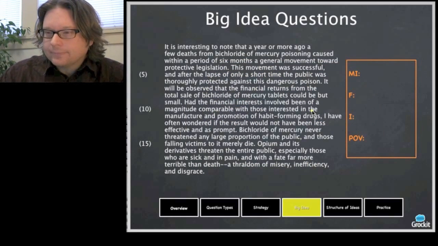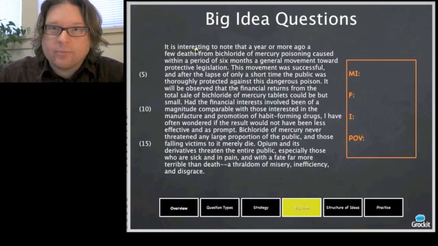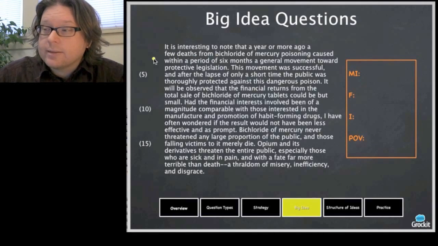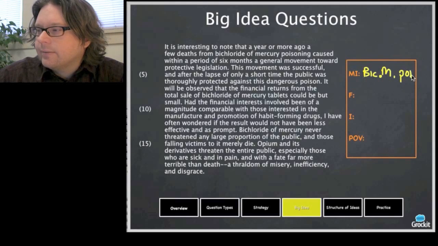All right. So here's another real one. And we'll actually get a big idea question at the end of this. I'm just warning you in advance. So it is interesting to note that a year or more ago, a few deaths from bichloride of mercury poisoning caused, within a period of 6 months, a general movement toward protective legislation. So I would say the main idea is bichloride of mercury poisoning. And in general, let's keep reading.